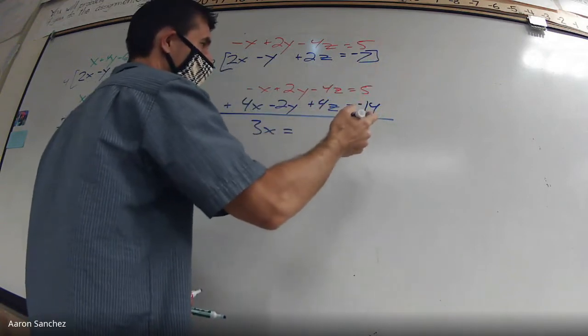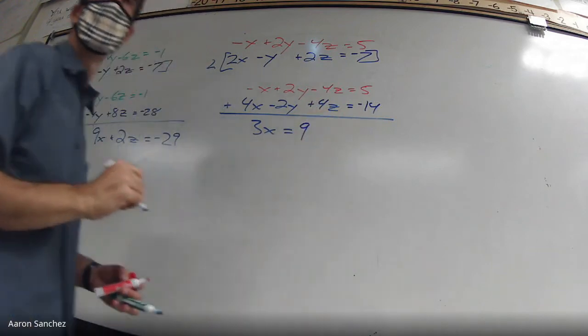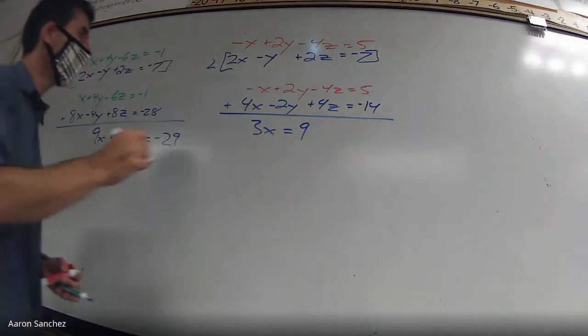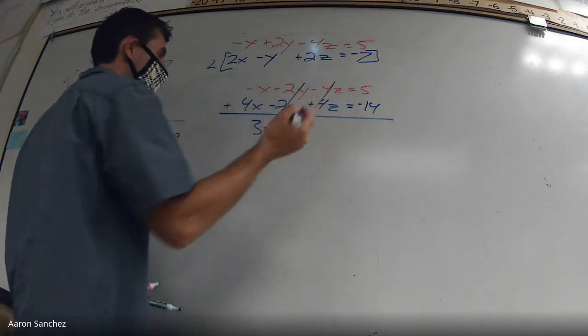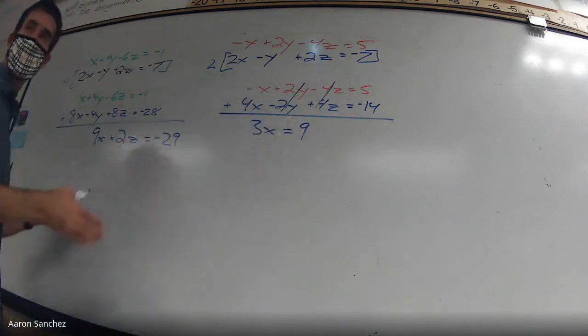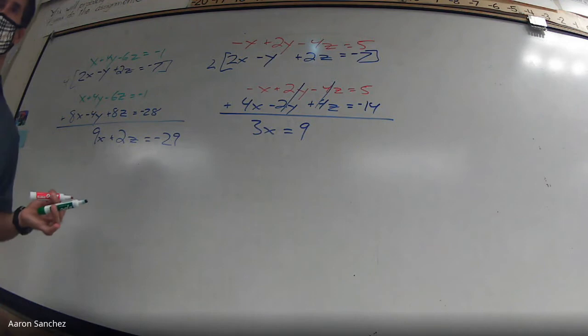9, right? 9. Because look at this canceled, that canceled. I don't need to line this up to this to solve for it. Why? What just happened? Yes.